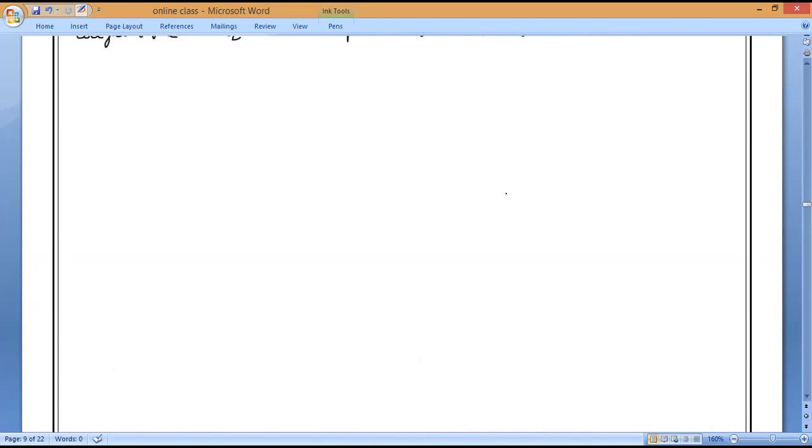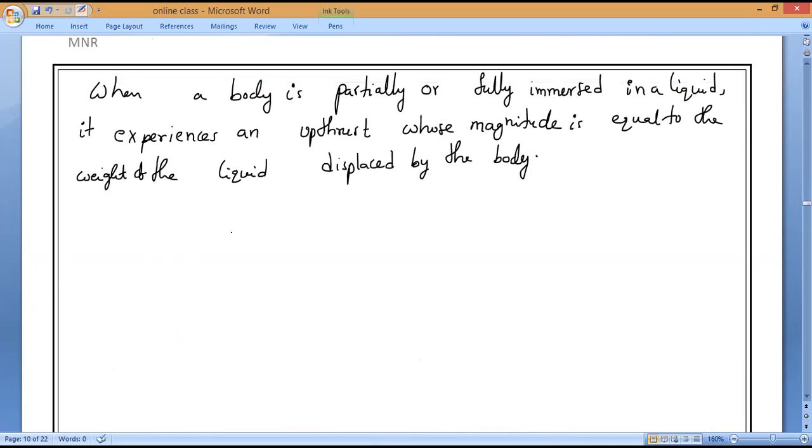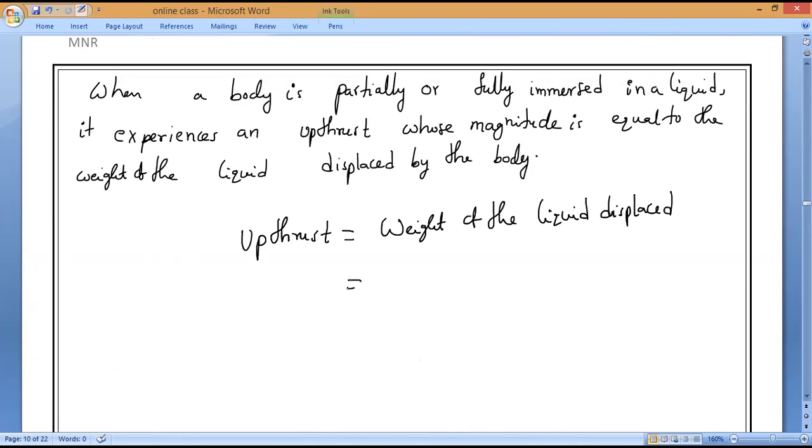What did we used to call it? We know it as upthrust. So I will say upthrust is equal to the weight of the liquid displaced. It is also the loss in the weight of the body. How will I get the loss? I will get the loss by subtracting something from something.